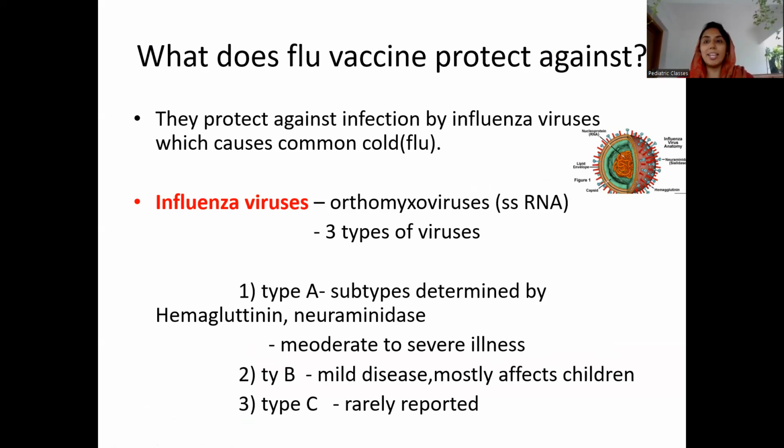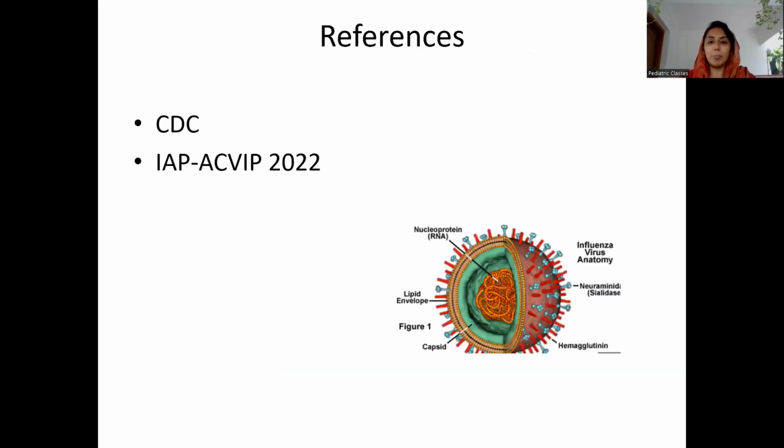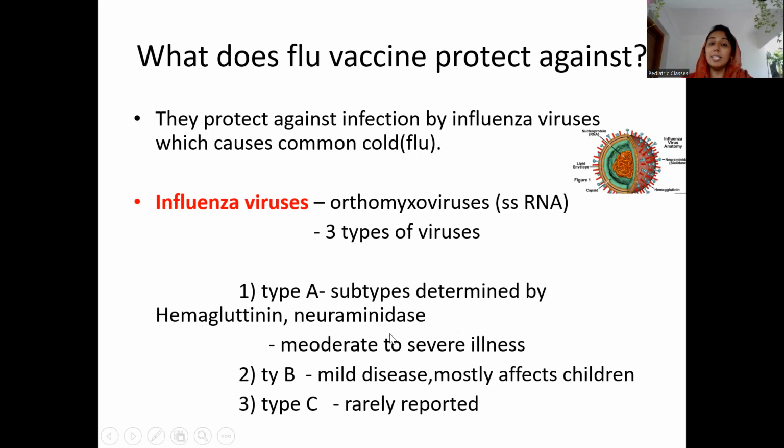So what are influenza viruses? Influenza viruses are orthomyxoviruses, that is, single-stranded RNA viruses. There are three types: type A, type B, and type C. Type A's further subtypes are determined by hemagglutinin and neuraminidase, the receptors you can see on the surface. Type A causes mostly moderate to severe illness. Type B causes mild disease, mostly affecting children. Type C is rarely reported.